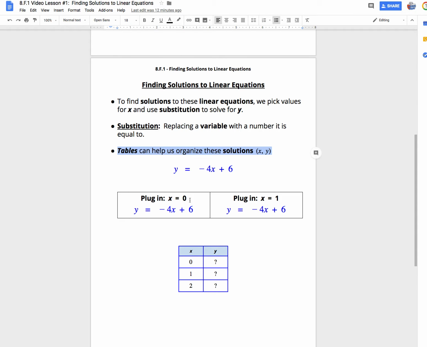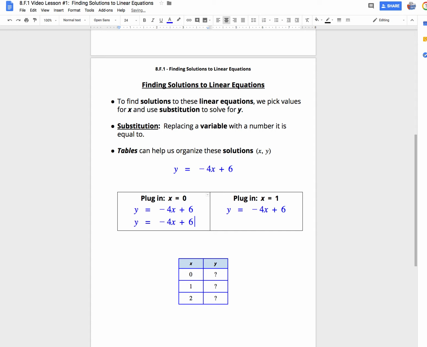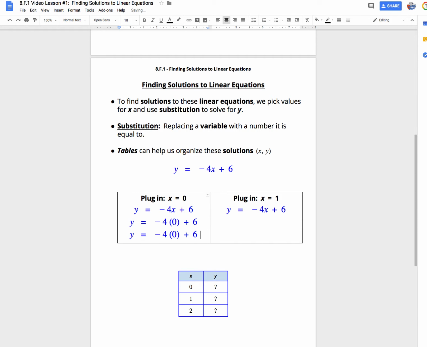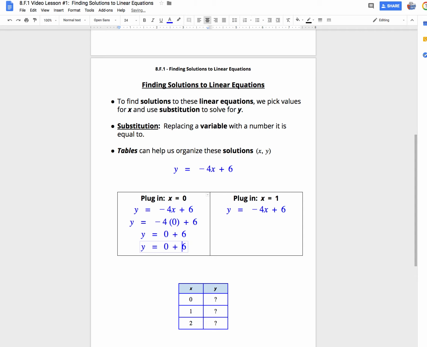The first number we're going to plug in for x is x equals 0. So this equation here, y equals negative 4x plus 6, we're going to replace that x with the number 0. Now instead of negative 4 being multiplied with x, it's multiplied with 0. After that, we're going to follow order of operations. We need to multiply before we add. Negative 4 times 0 is going to make 0. And then all we have to do is add up 0 plus 6, which of course leaves us with 6.